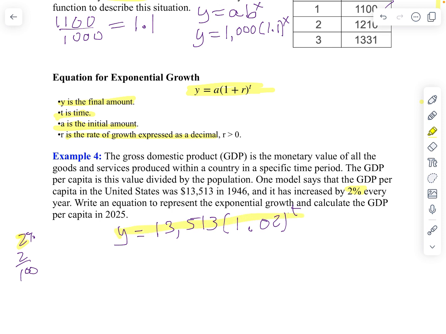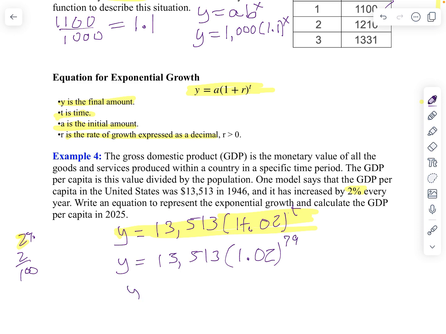Then I want to find what it's going to be. What's the GDP in 2025? So I'm going to say y equals 13,513 times, I forgot my plus sign there, didn't I? So I'm going to say 1.02. And I'm going to raise that, well, how many years is it from 1946 to 2025? Well, that's 79.